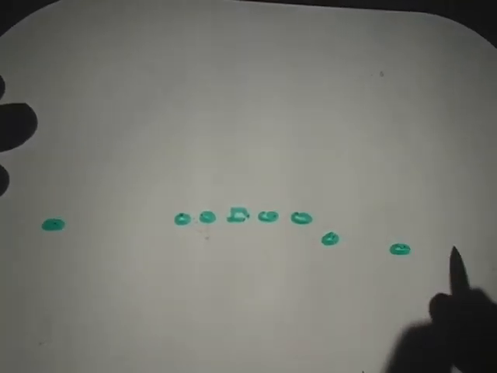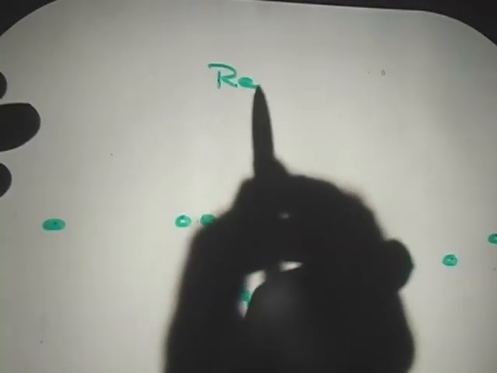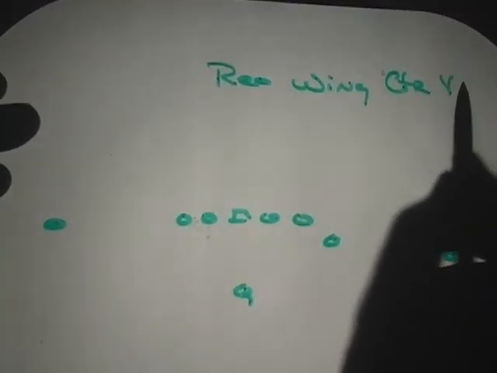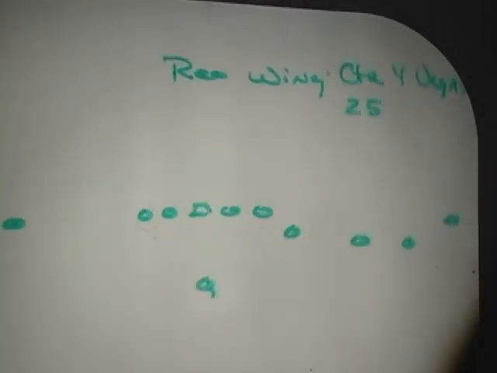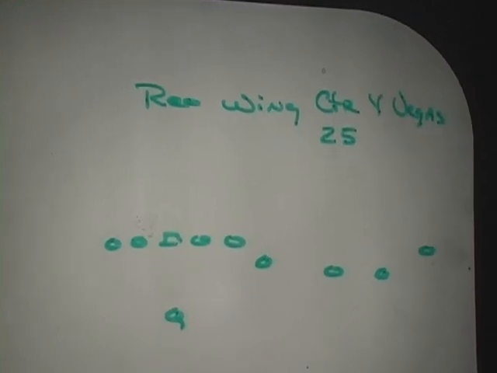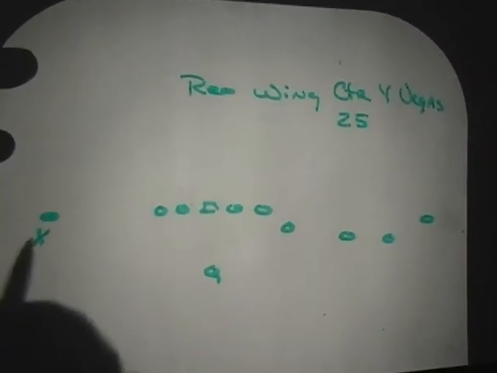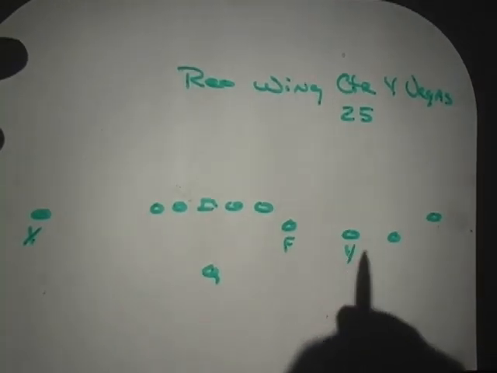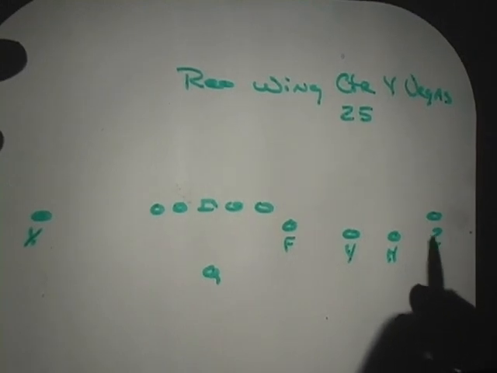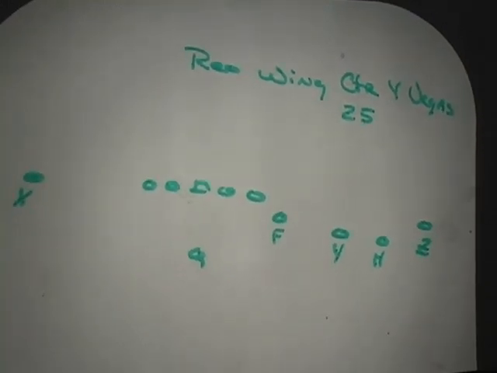A lot of times we ran this formation out of Rio wing, counter Y Vegas. We would have called this 25 Y Vegas. Personnel-wise, this is our X, this is our F. This right here would be our Y, this would be our H, and this would be our Z. Rio wing, 25 Y Vegas.